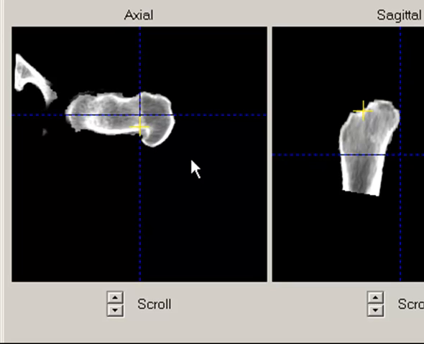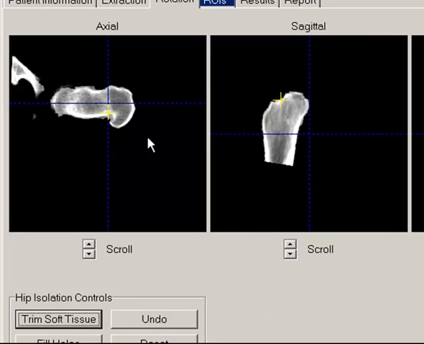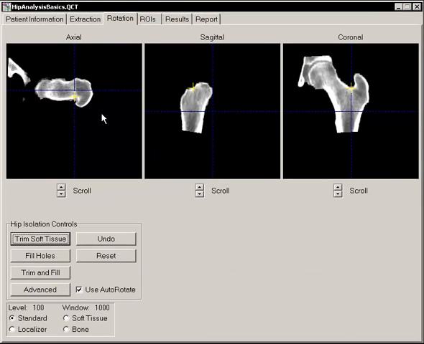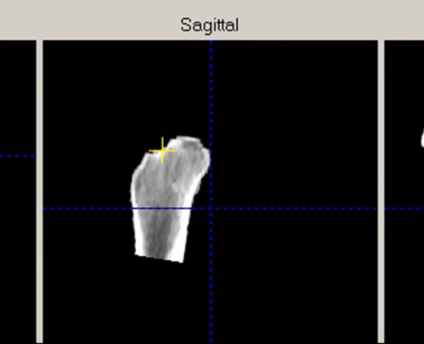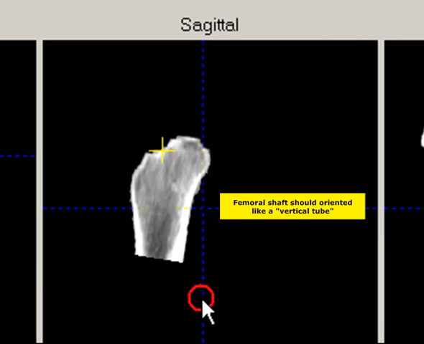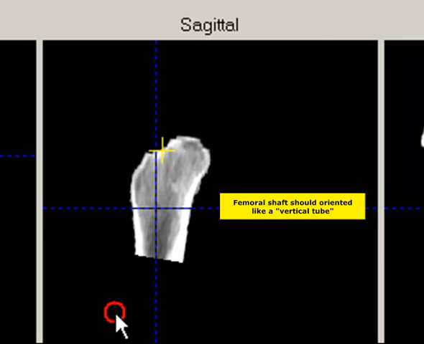You can expect to see wide variations in femoral neck size and shape. Correct orientation of the neck should be your main focus, but it is also desirable that the femur be oriented like a vertical tube. Additional rotations of the sagittal and coronal images can be attempted to achieve this. Looking at the sagittal image, the femoral shaft should be vertical.